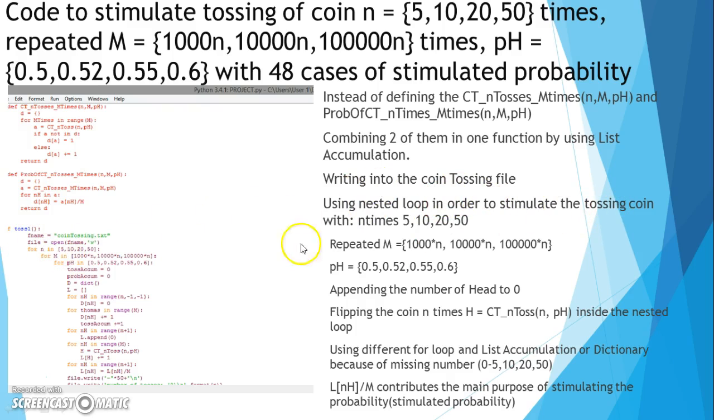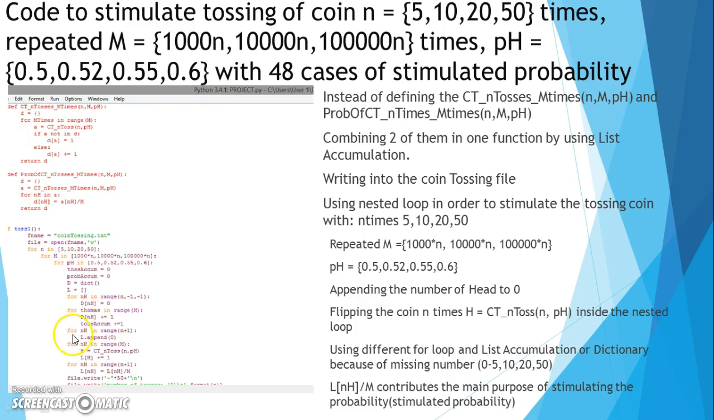in order to simulate tossing the coin with n times 5, 10, 20, 50 repeatedly, with m being 1000 multiplied by n, 10,000 multiplied by n, and 100,000 multiplied by n, with the pH, the probability of the tossing coin, being 0.5, 0.52, 0.55, and 0.6.